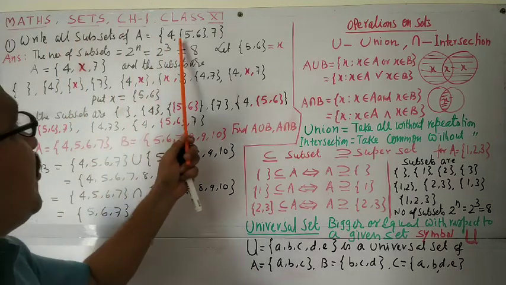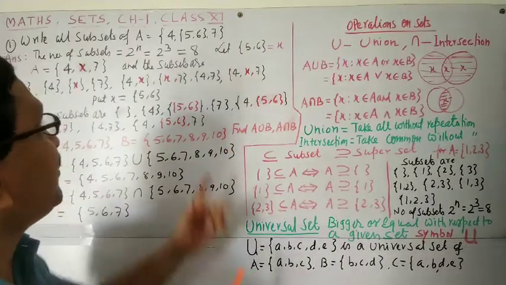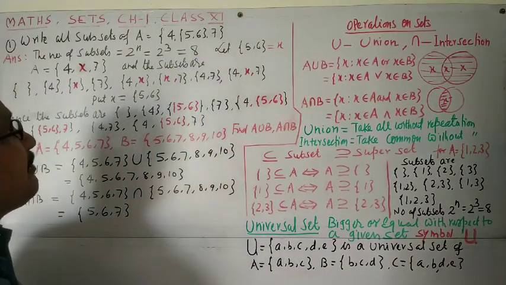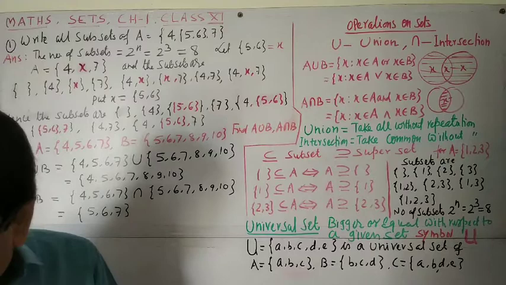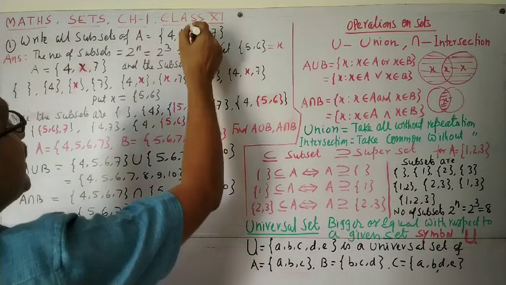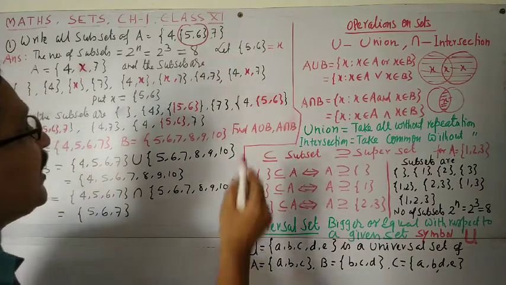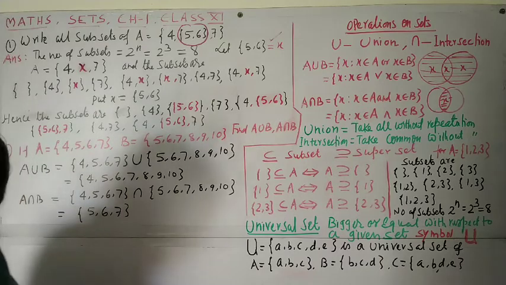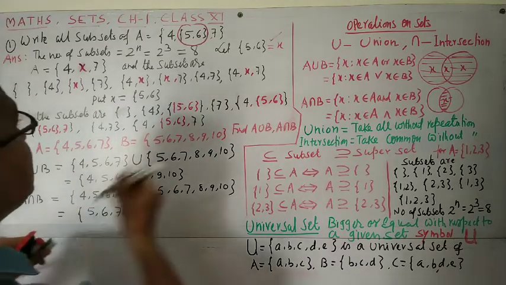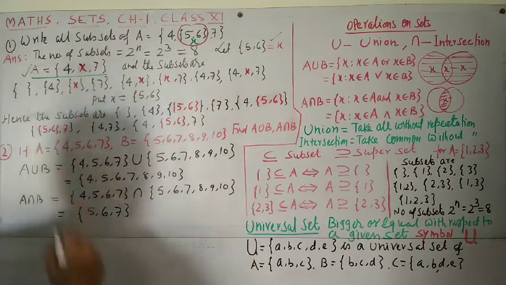Write all subsets of 4, 5, 6 and 7. Students, the difficulty level of the problem is high because the members are in this way. One member is 4, other member is 5, 6 at a time. To remove the confusion, let {5, 6} equal x, so that your new set will be {4, x, 7}. This is your new set.